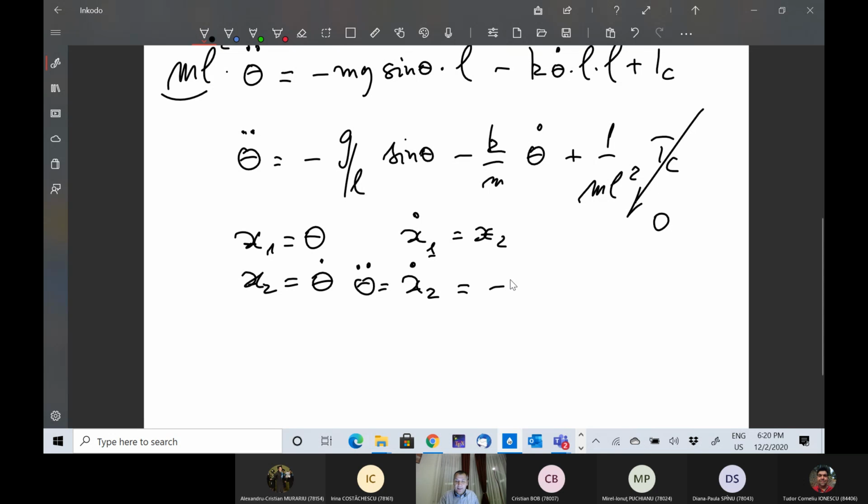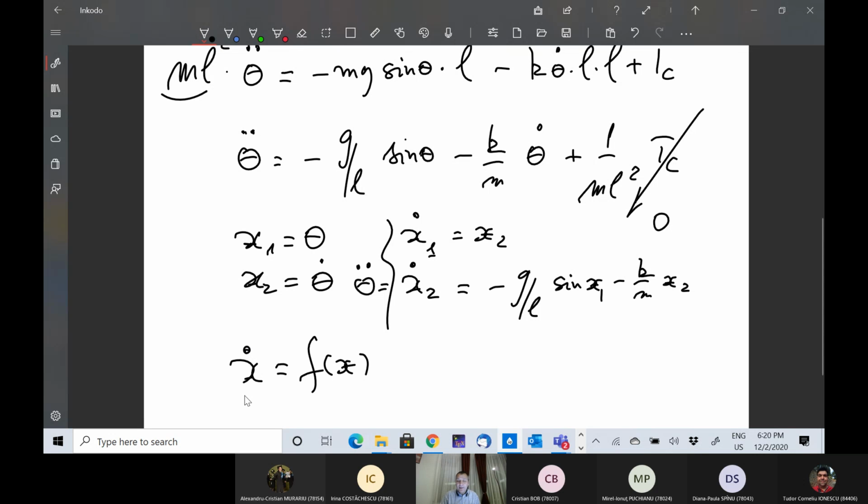And this equation is minus g over L sin x1 minus k over m x2. I have forgotten about the control. We assume that the control is 0. So we have in this case an autonomous system, the situation we are studying. x dot equals f of x. Of course, f has two components, f1 depending on x1 and x2.